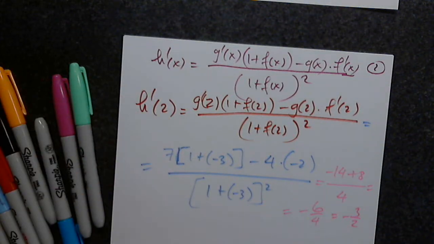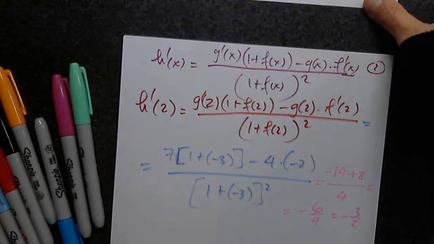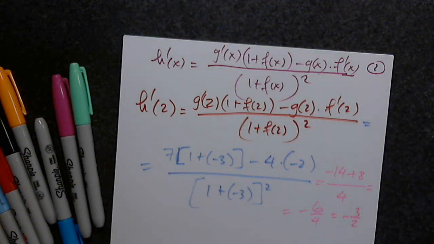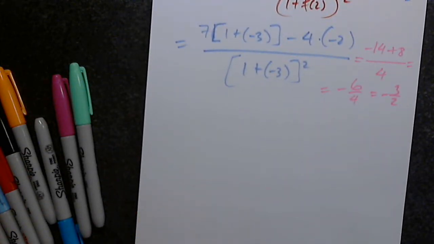Or you can say it's the rate of change of that function when x is 2, the instantaneous rate of change. If h is a distance, then you will say it's the instantaneous velocity. They're all the same. Is that okay? Everyone? Questions? Okay. Let's move on.